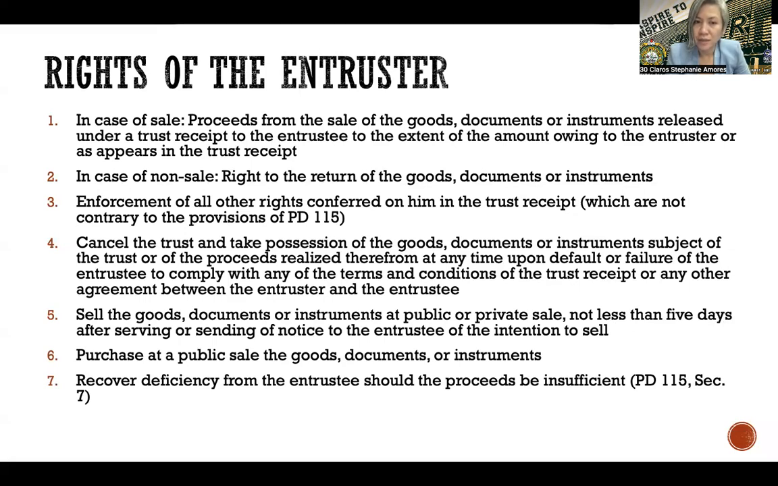The entrustor can cancel the trust and take possession over the goods, documents, or instruments at any time upon default or failure of the entrustee to comply with any of the terms and conditions of the trust receipt. The entrustor himself, typically a bank, can sell the goods, documents, or instruments at public or private sale. And this sale must be not less than 5 days after serving or sending of notice to the entrustee of the intention to sell.